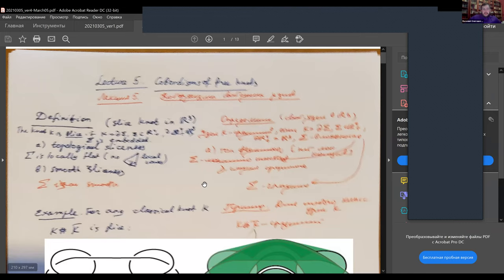So in classical knot theory, there is a notion of a slice knot. So what is a slice knot?